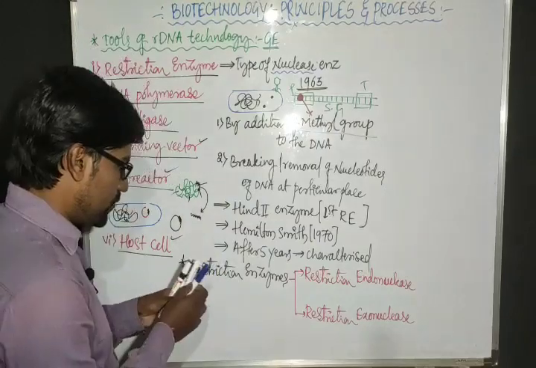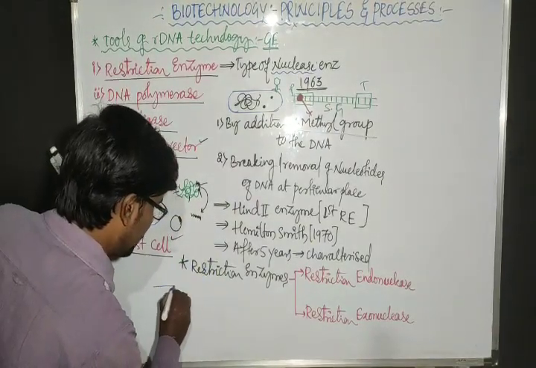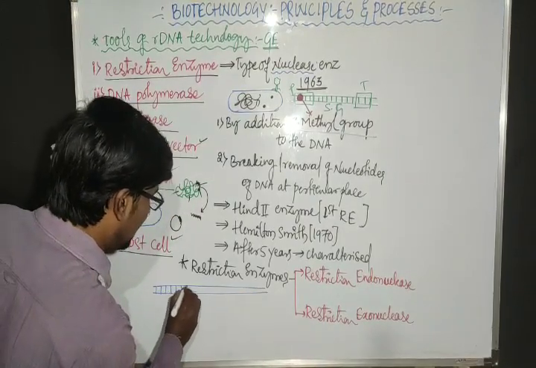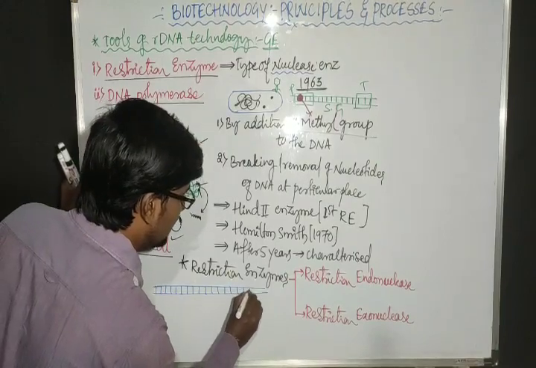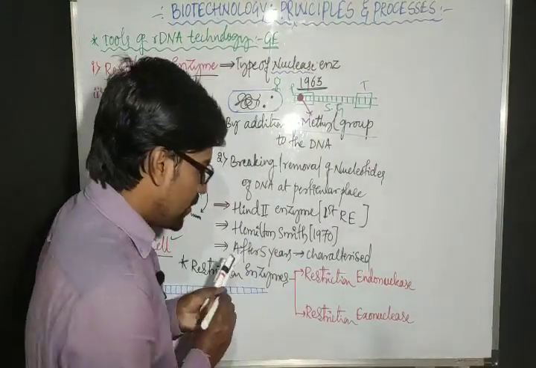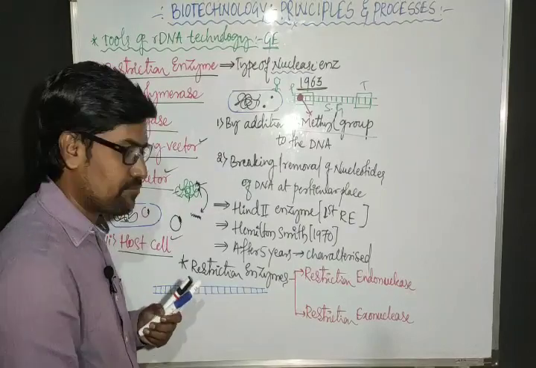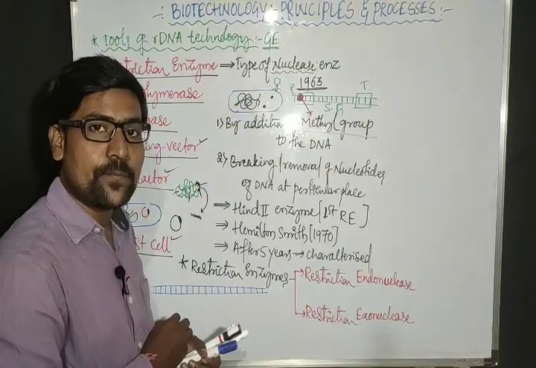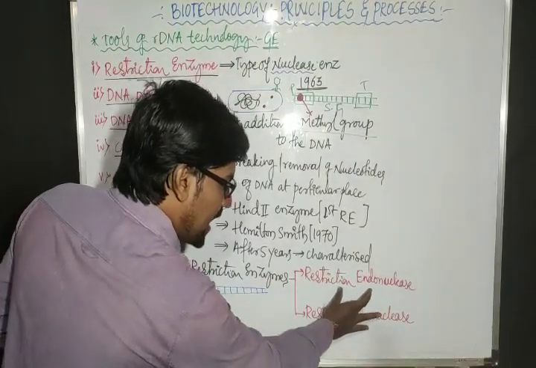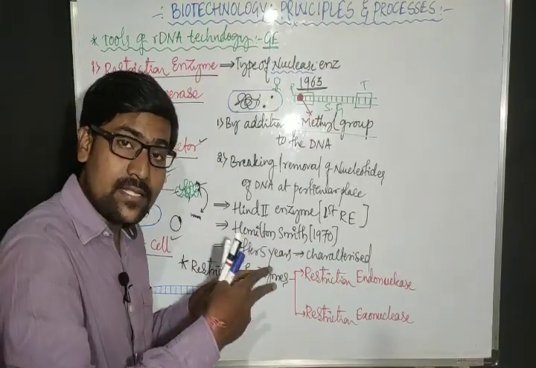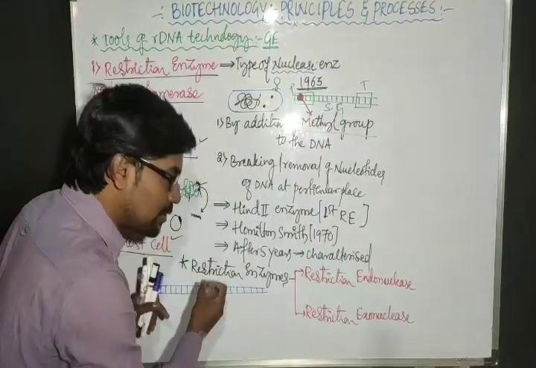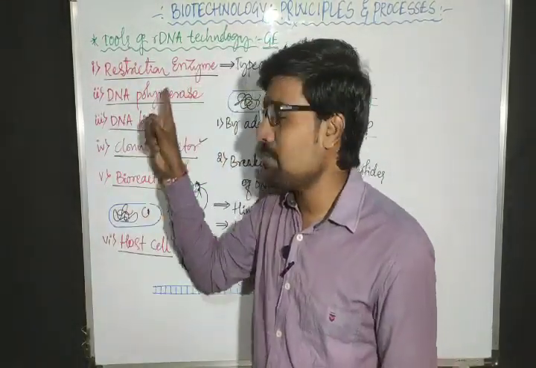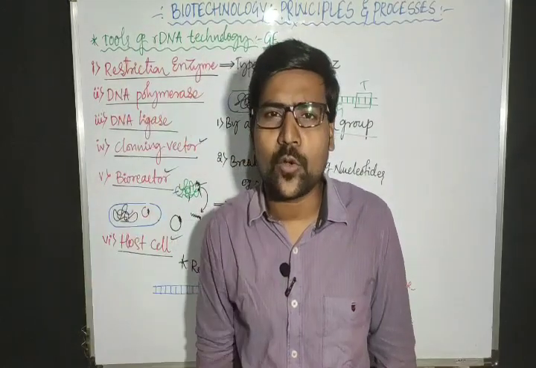Okay, let me tell you with an example. Now this is the DNA, right? So this DNA has many base pairs, that means nucleotides. Let us consider. After adding the restriction endonuclease enzyme to this DNA, this enzyme is going to cut the DNA inside, at a particular place. Keep one thing in your mind. Restriction enzyme means it will always cut the DNA at a particular location.